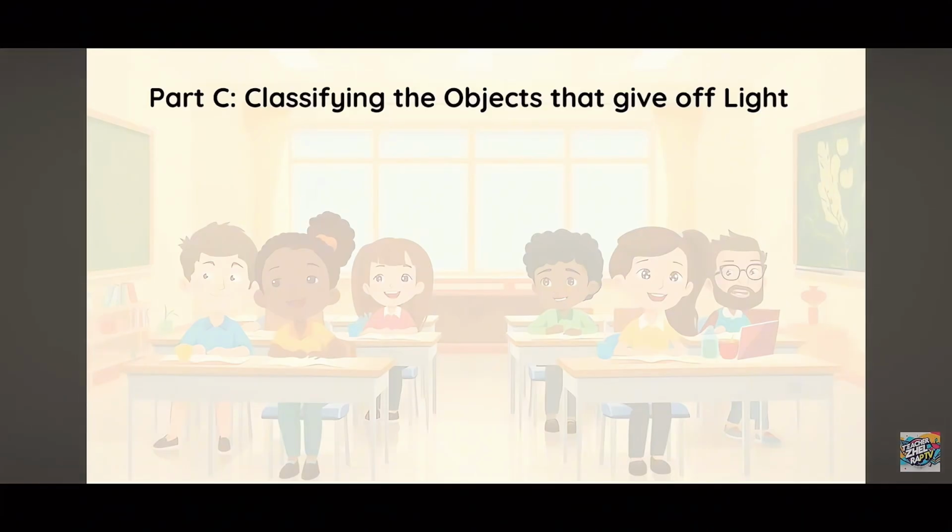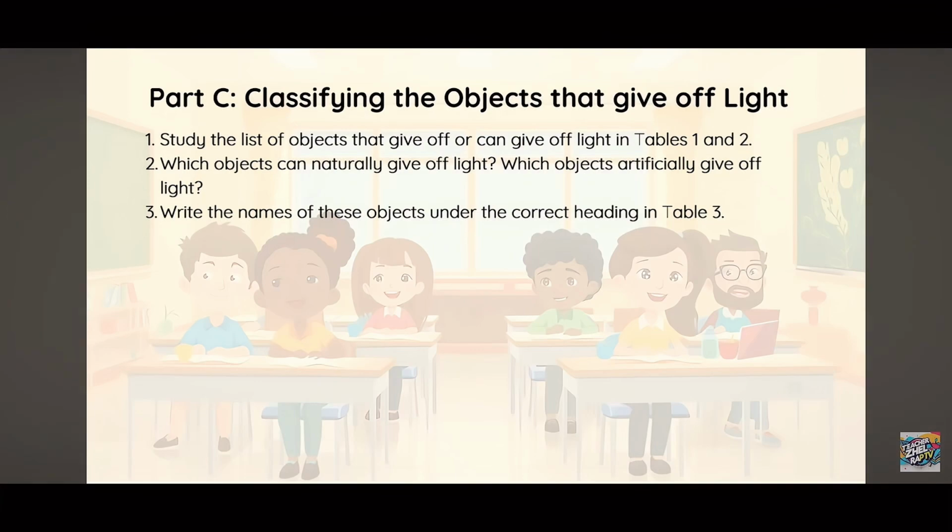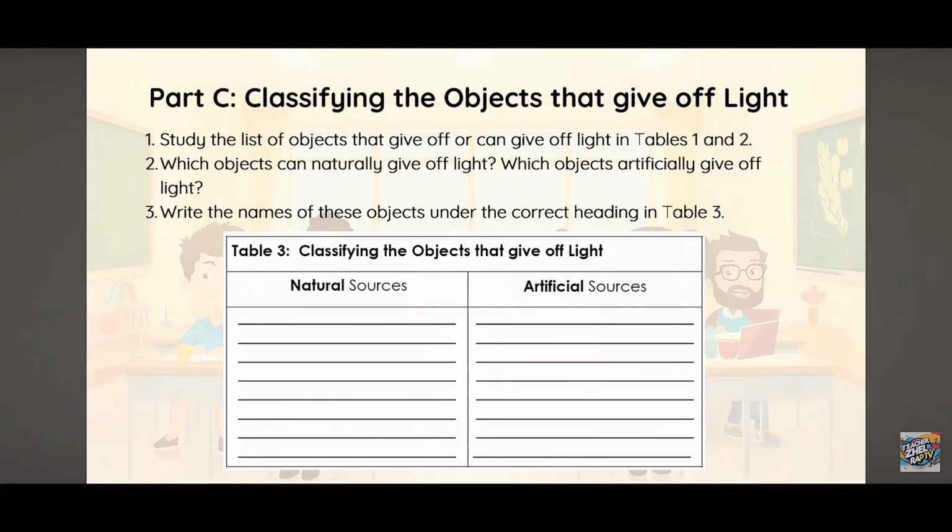Part C. Classifying the objects that give off light. Number 1. Study the list of objects that give off or can give off light in Table 1 and 2. 2. Which objects can naturally give off light? Which objects artificially give off light? 3. Write the names of these objects under the correct heading in Table 3. Here's the table. Table 3. Classifying the objects that give off light. We have here natural sources and artificial sources.